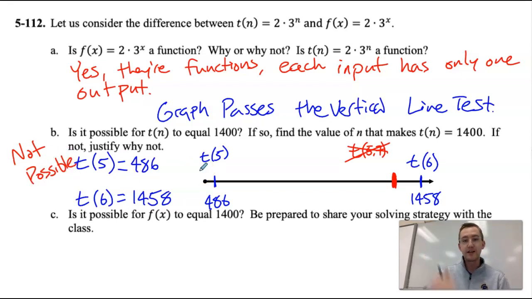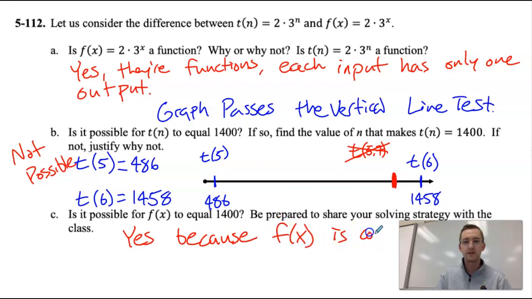But if we change that to function notation instead of T of n, which makes that graph continuous, we copy this exact setup down below, but instead of using T, we use f. Make it a function, not a sequence. F of x is continuous. So if we again copy this exact same thing, we would be able to find a value for x that would equal 1400. This is possible because functions are continuous. F of x is continuous.